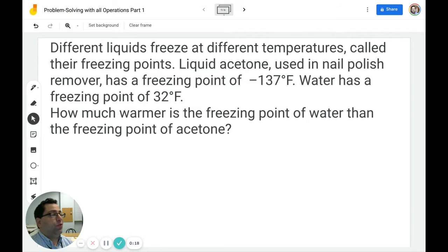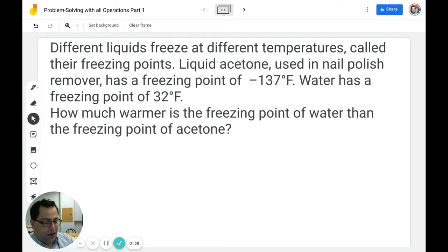This is called their freezing points. Liquid acetone, used in nail polish remover, has a freezing point of negative 137 degrees Fahrenheit. Water has a freezing point of 32 degrees Fahrenheit. How much warmer is the freezing point of water than the freezing point of acetone?